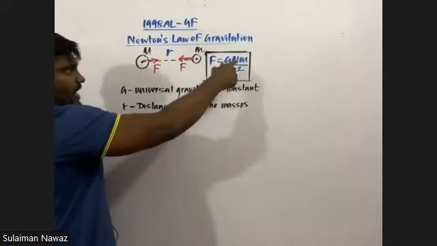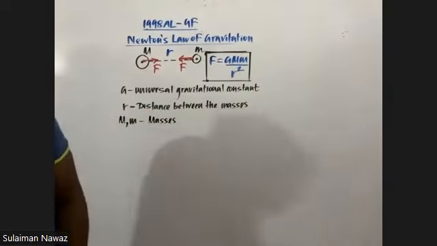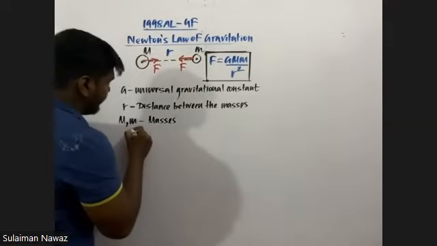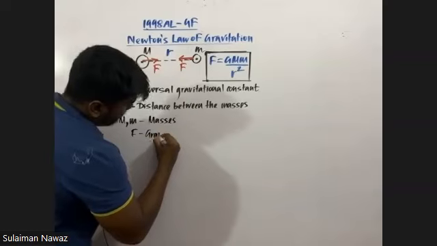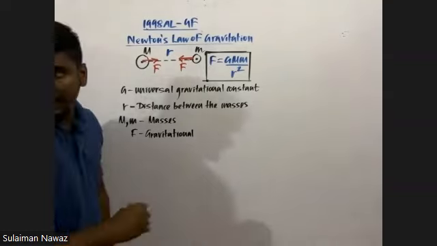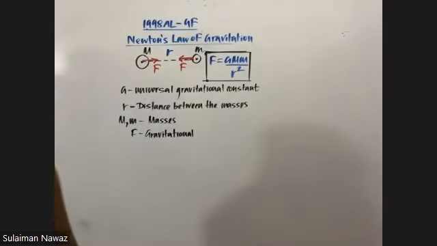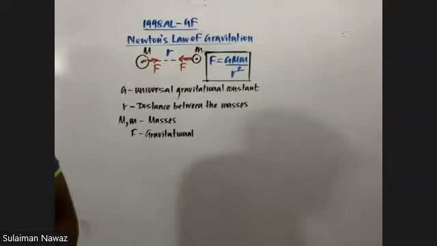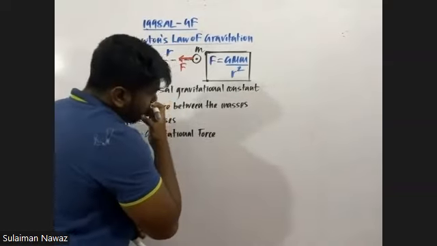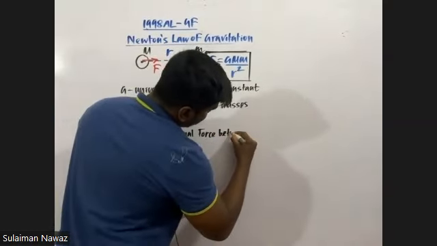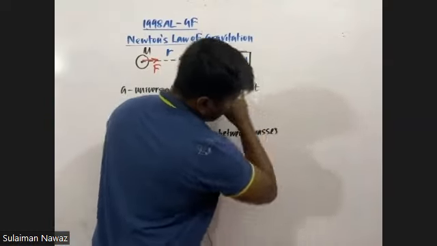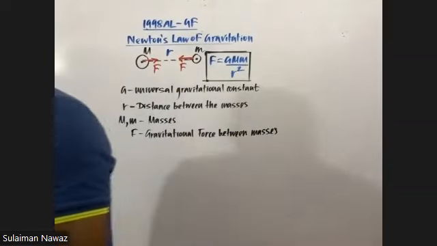In F equals G capital M simple m over r squared, what is capital F? A gravitational force between two masses. Capital F, gravitational force between masses. Then that section is done. Very basic idea.